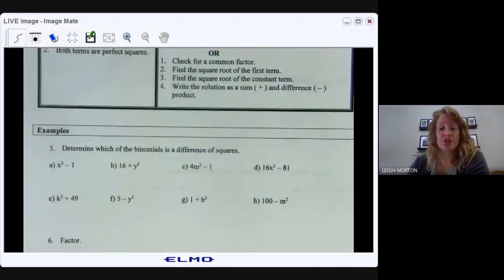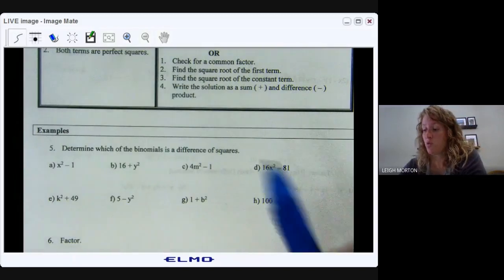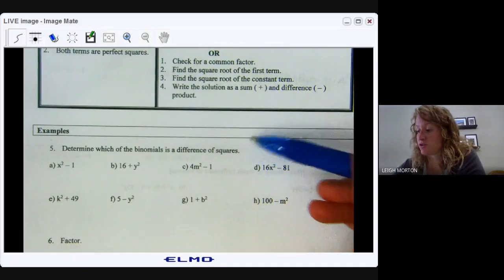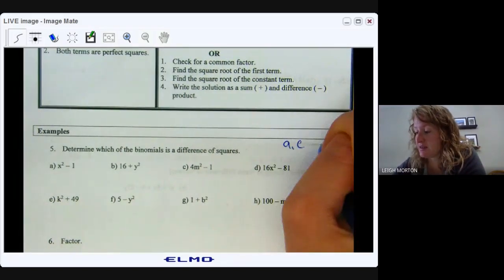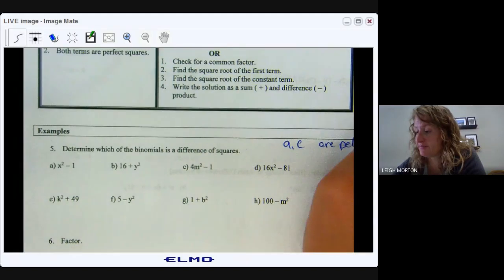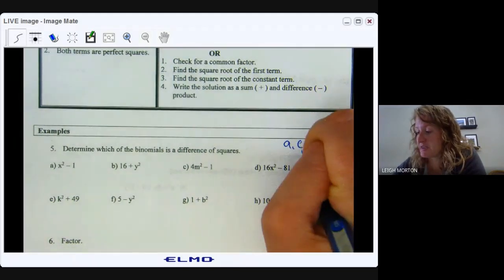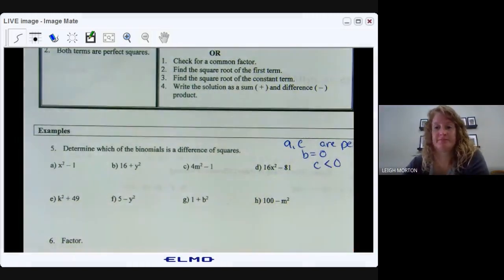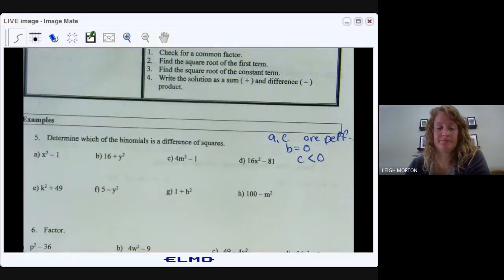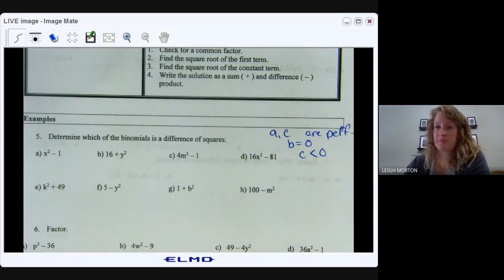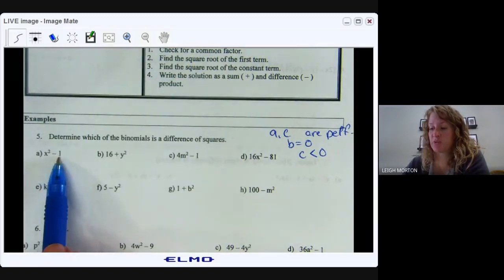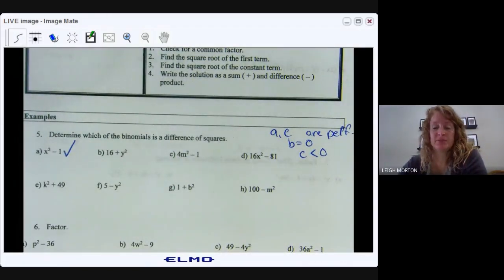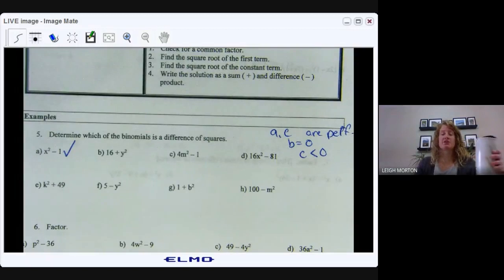We're going to go to the examples right here just for identification first. So which of these 8 expressions meet the definition of difference of squares? So remember, A and C are perfect squares. B is 0. C is negative. X squared is a perfect square. 1 is a perfect square. It's being subtracted. Yes. Go ahead and cross out the ones that are not difference of squares.